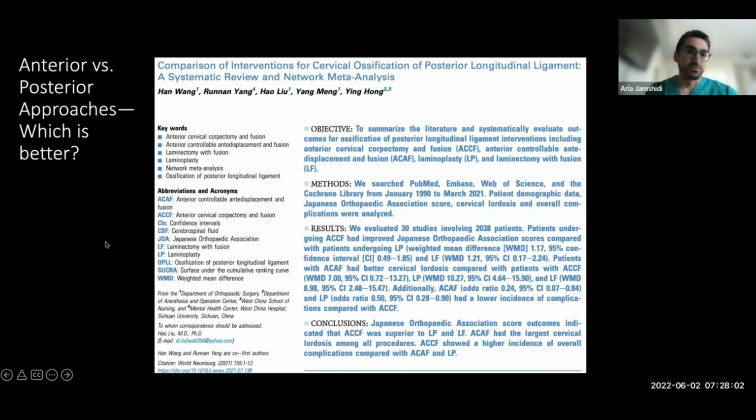So, which is better, anterior or posterior? This is an age-old discussion that continues to this day. This is the most recent meta-analysis that was published within the past year.